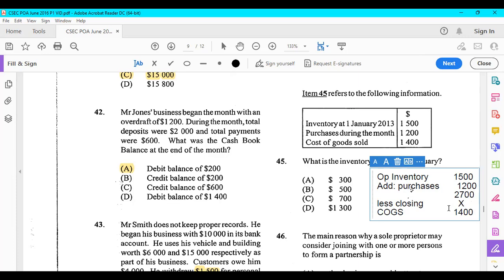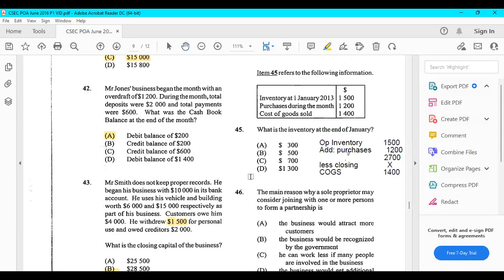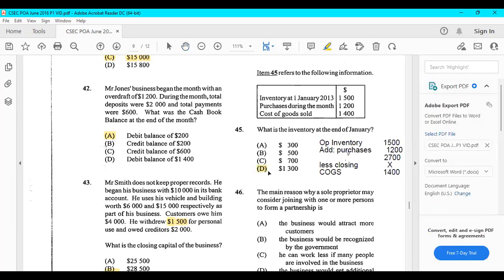All right, so it's going to be 2,700 minus the 1,400 should equal our X, and you should get $1,300 as your answer. And if you plug it back in, you're supposed to get the correct thing, because 1,500 plus 1,200 minus 1,300 should give you back the 1,400 as cost of goods sold. And that would be it, guys.